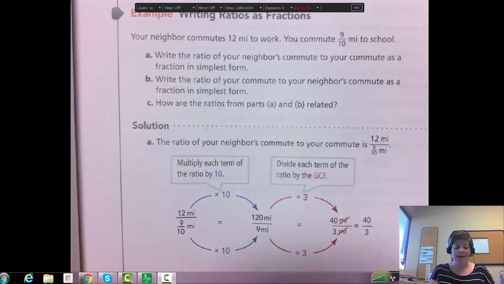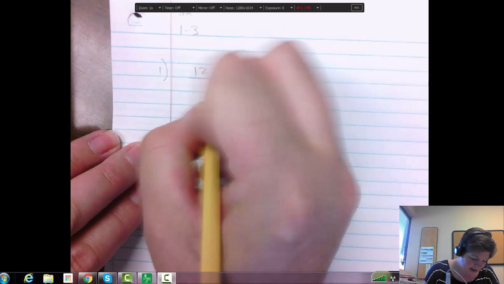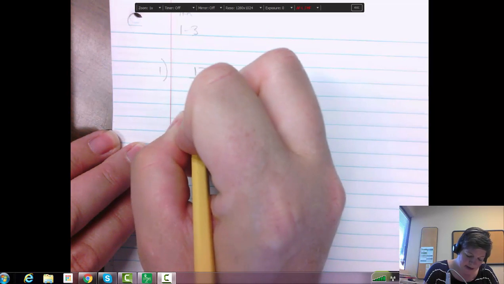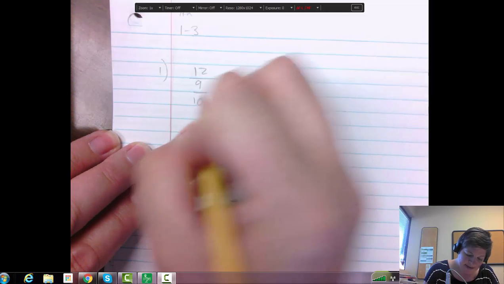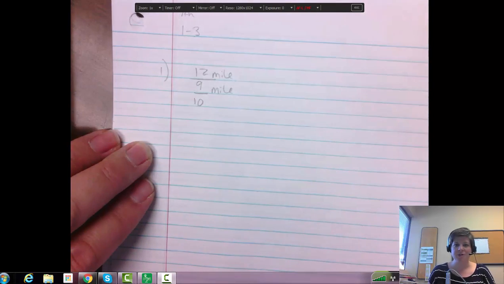So let's write that over here on my piece of paper. I'm going to walk you through the steps on that one. This is just my example number one. What we're going to do is take 12 miles and divide it by 9/10. This has got miles on it, and this has got miles on it, because I want to show you something with those.